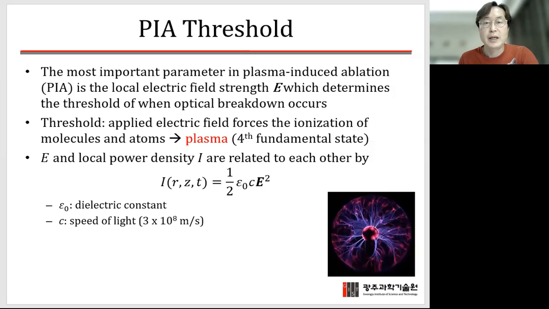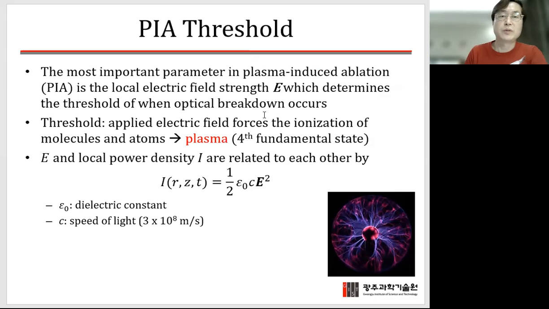So PIA is plasma-induced ablation. And also, as you can imagine, the first step is basically the formation of the plasma, and the plasma is not actually generated at any time. It has to have a specific condition. So that is basically the plasma-induced ablation condition. That is the local electric field strength, E, which is going to determine the threshold when the optical breakdown happens.